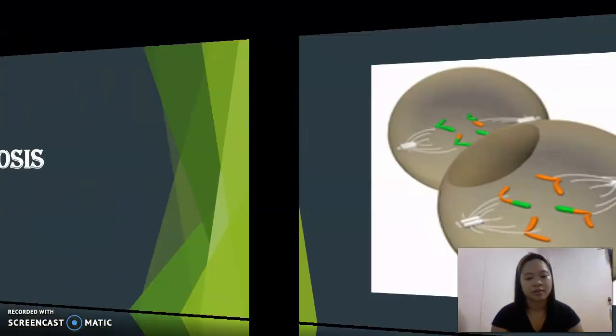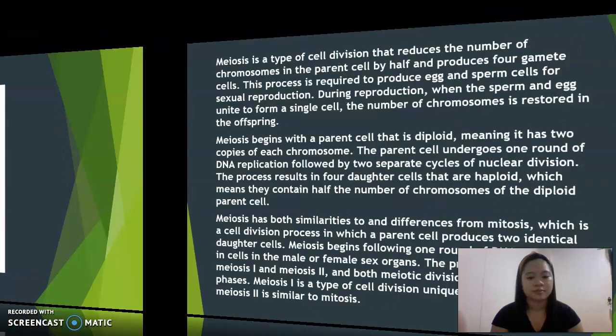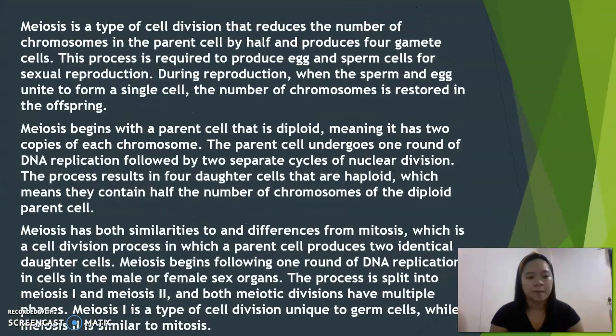Meiosis. Meiosis is a type of cell division that reduces the number of chromosomes in the parent cell by half and produces four gamete cells. This process is required to produce egg and sperm cells for sexual reproduction. During reproduction, when the sperm and egg unite to form a single cell, the number of chromosomes is restored in the offspring.